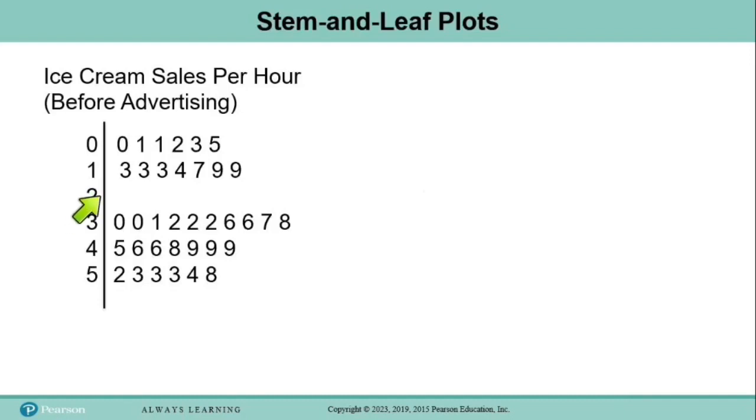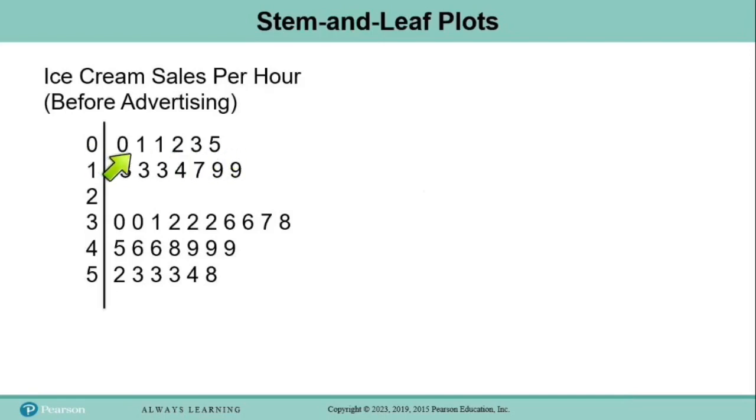Notice that the stem of 2 has no leaves, and that just means that in the original data set there aren't any numbers that are 20-something. So there are no numbers in the original data that have a 2 in the tens place. What do you think these numbers here represent where the stem is 0? These would be our single-digit numbers.